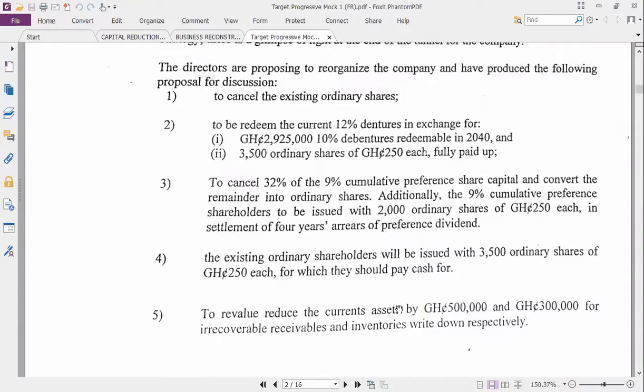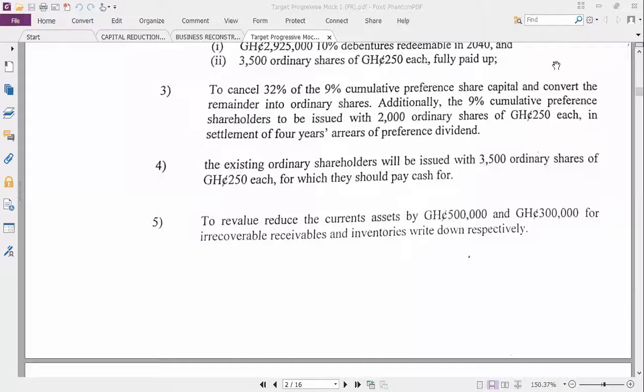Note 4 says that the existing ordinary shareholders will be issued with 3,500 ordinary shares of 250 each, for which they should pay in cash. Great. Okay, so to solve this, first we multiply the 3,500 ordinary shares by 250.